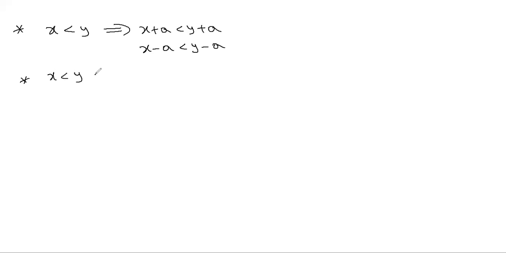Next, x less than y implies, if you multiply with a number, the inequality remains the same only if the number is positive. For addition there is no restriction: you can add a positive number or a negative number, both are fine, and the inequality remains the same. But for multiplication by a positive number, the inequality remains the same, and for a negative number, the inequality will be reversed.